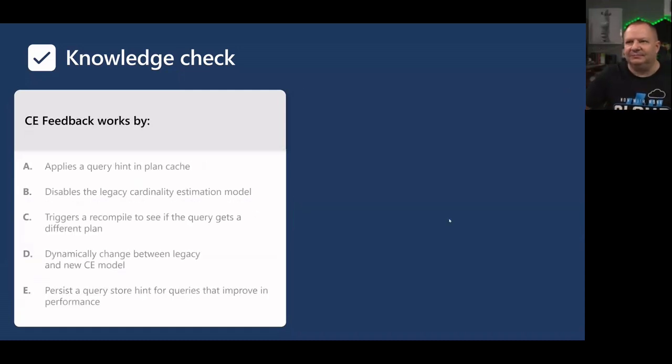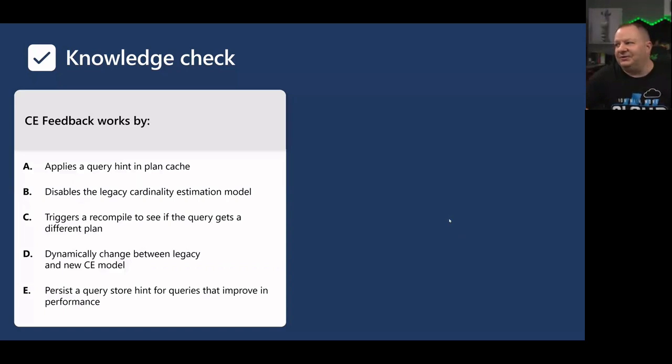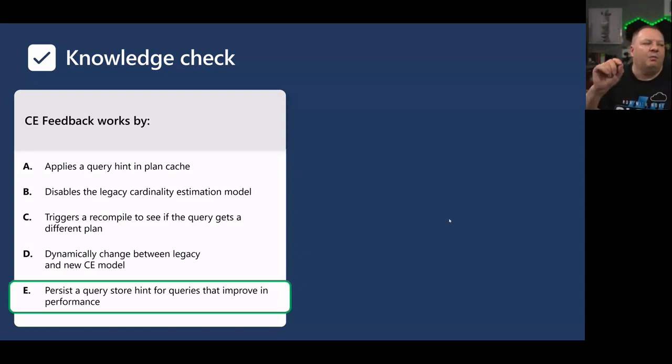CE feedback. How does this work? So here are the options, and which of these will be the correct answer? If you were paying attention when I did that explanation, which was quite a rapid-fire one, you may have missed it. Here's the answer. When we find an improvement, we're going to store that specific hint and persist that in the Query Store for that specific kind of thing. So basically, we tested it, it did actually improve it, let's record that value. We're good to go.